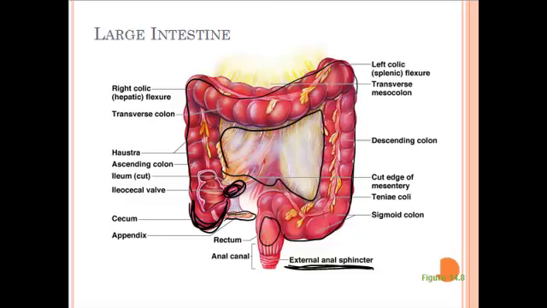So there's an outer skeletal muscle which you can control, and then there's an inner smooth muscle which is involuntary control. So it's a combination of voluntary and involuntary control, releasing material from the large intestine.